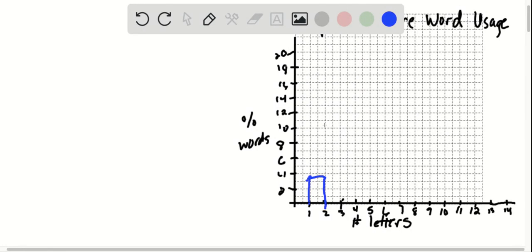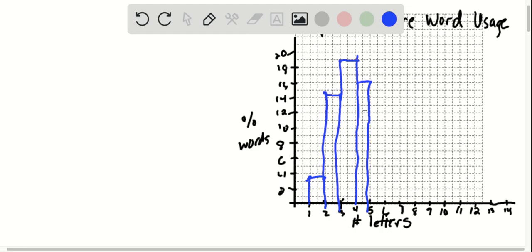And 14.8 for the next one. That's going to go up to about here. And the next one is at 18.7. So 18.7, that's going to be about there. And again, they didn't have to do any counting for this. 16 is the next one. Next one, 12.5.